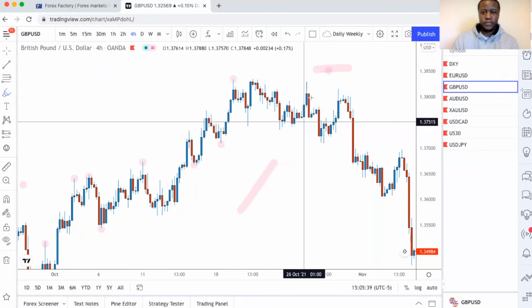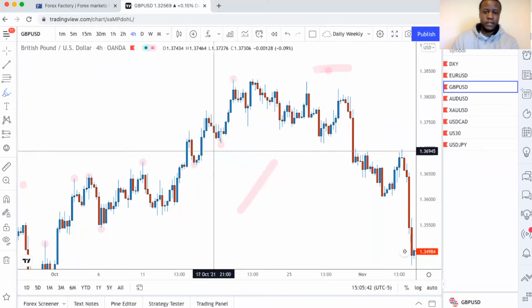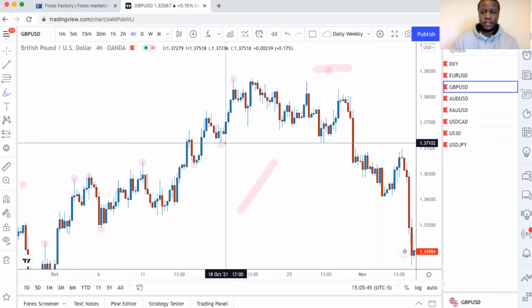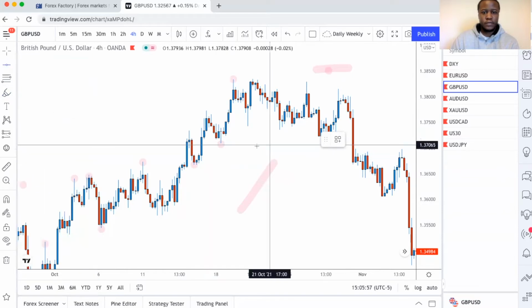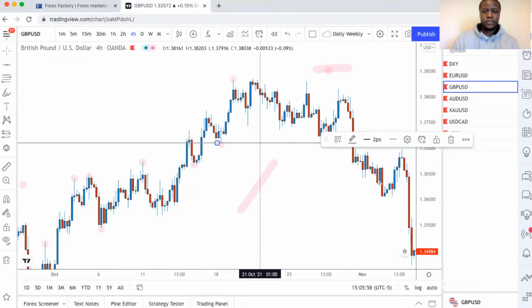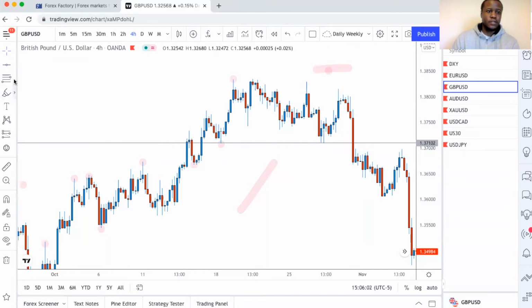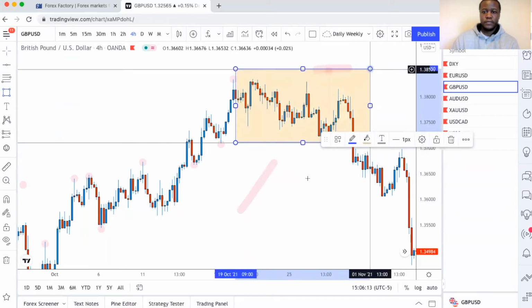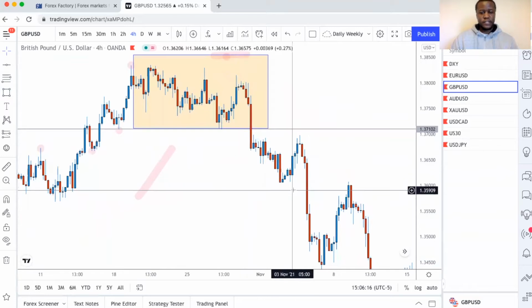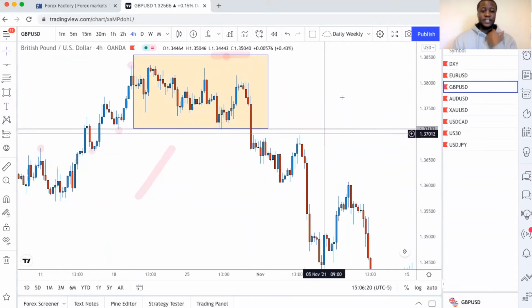Consolidates a bit. Where is it going? Where is it going? You gotta wait. And what happens? It finally breaks it right here. Let me show you. So all this consolidation, consolidation finally broken.